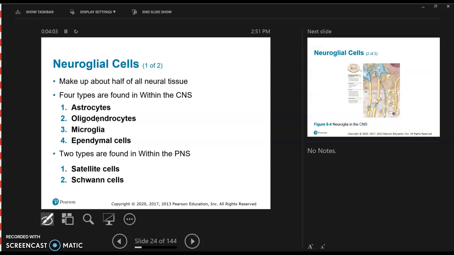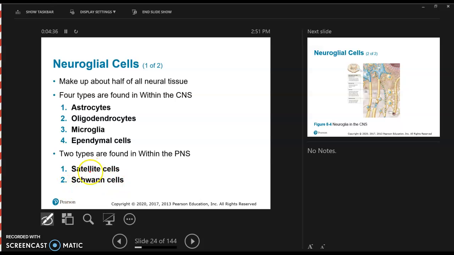And then there are cells that support the neurons, and they're called neuroglia. Within the central nervous system, we have 4: the astrocytes, oligodendrocytes, microglia, and ependymal cells. Within the peripheral nervous system, we still have the microglia and ependymal cells. No, we don't. Okay, I'm sorry. There's only the satellite cells and the Schwann cells.